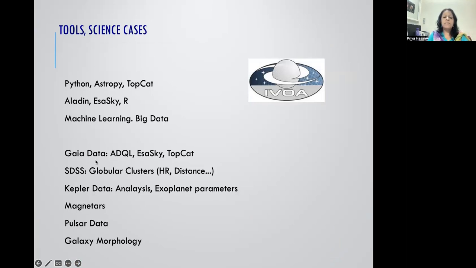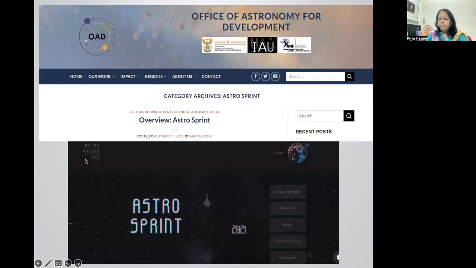So we were handling things about Gaia data, essentially with stellar astrophysics, longitudinal sky survey we did with globular clusters and AGN, Kepler data looking for exoplanets. There was some magnetar pulsar data, some studies with galaxy morphology, with HSC data. And so the project got over in about 6 months. That was how it was planned in COVID times.